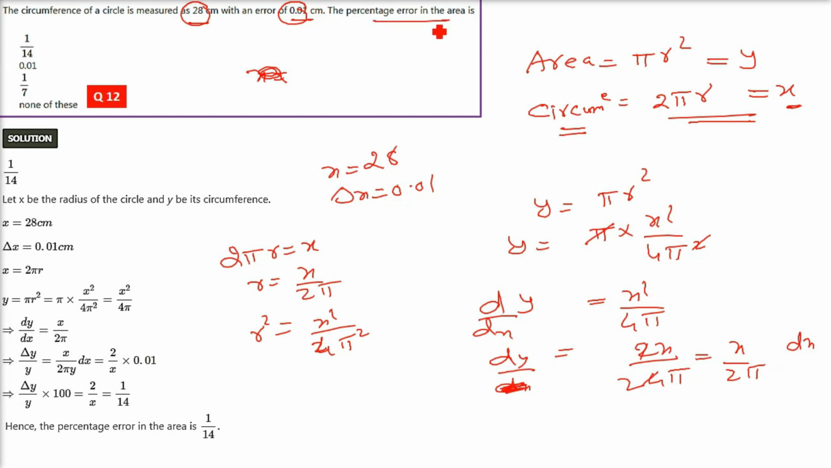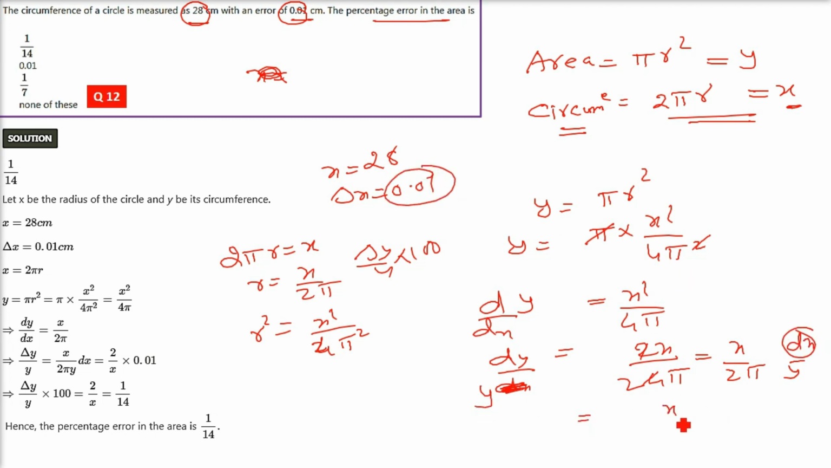So we need the percentage error in the area. What is the percentage error in the area? This is delta y by y into 100 that we want. So this is dy by y. So we have to divide by y here. When we have dx, that is delta x only. So dy by y, and then compute this.